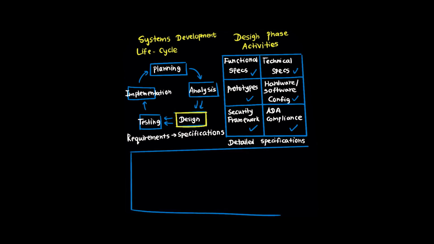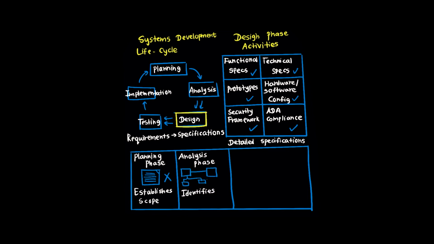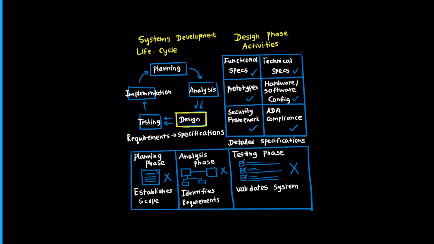Think of design as translating the what into the how. Planning establishes project scope and feasibility. Analysis examines workflows and identifies requirements. Testing validates the system works. But design is that crucial phase where requirements become concrete specifications and the system architecture takes shape before actual implementation.